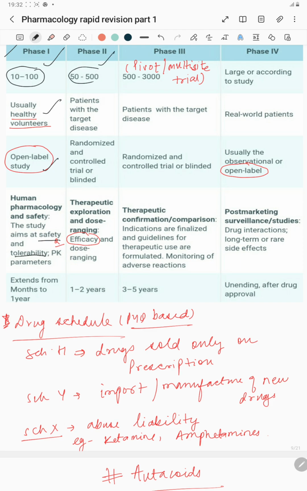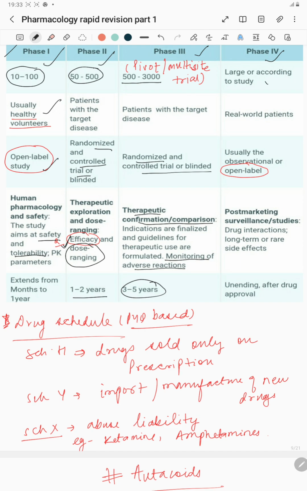Phase 2, done in 50 to 500 patients, randomized and controlled trial. It is used for efficacy and dose ranging for 1 to 2 years duration. Phase 3 is also called as pivotal trial or a multi-site trial, done in approximately 500 to 3000 patients. Randomized and controlled trial or blinded. It is used for therapeutic confirmation and comparison, monitoring of adverse drug reactions. Duration is 3 to 5 years.